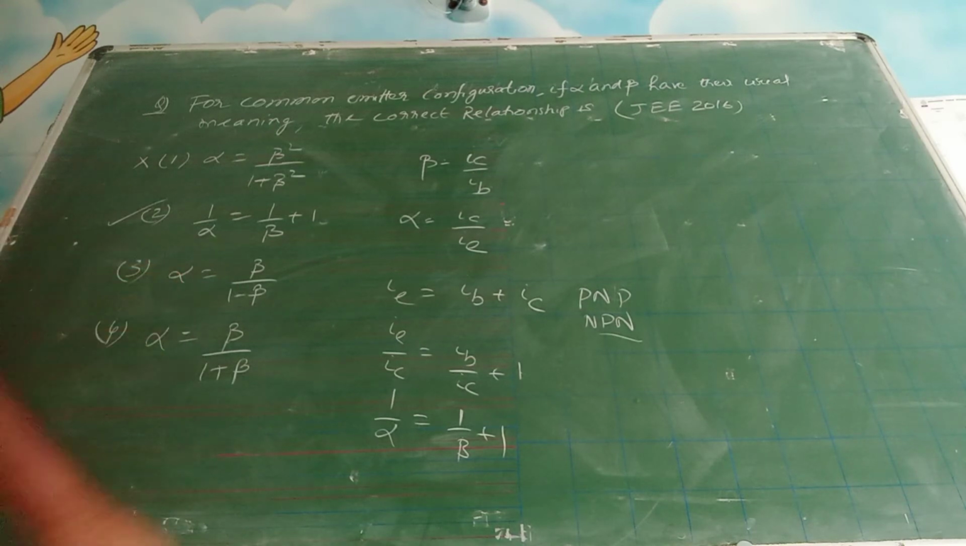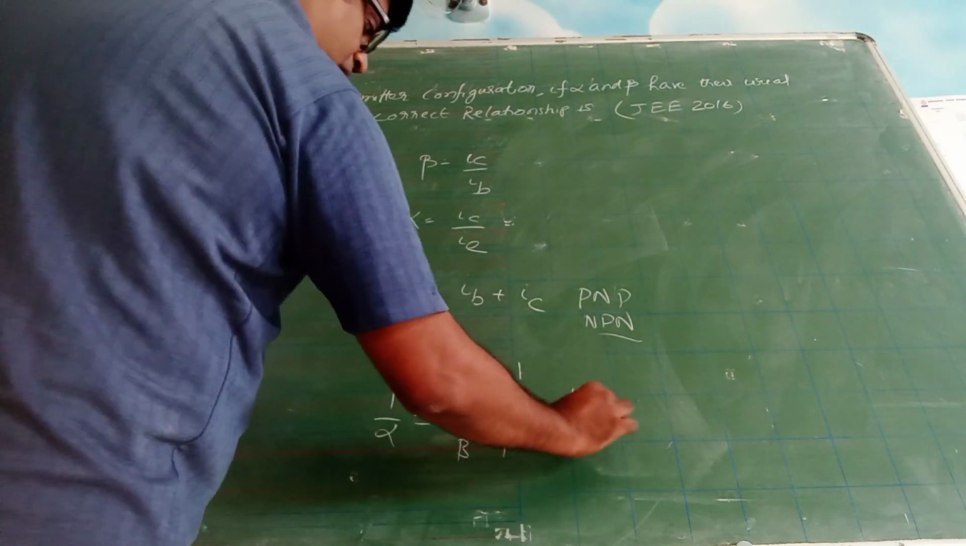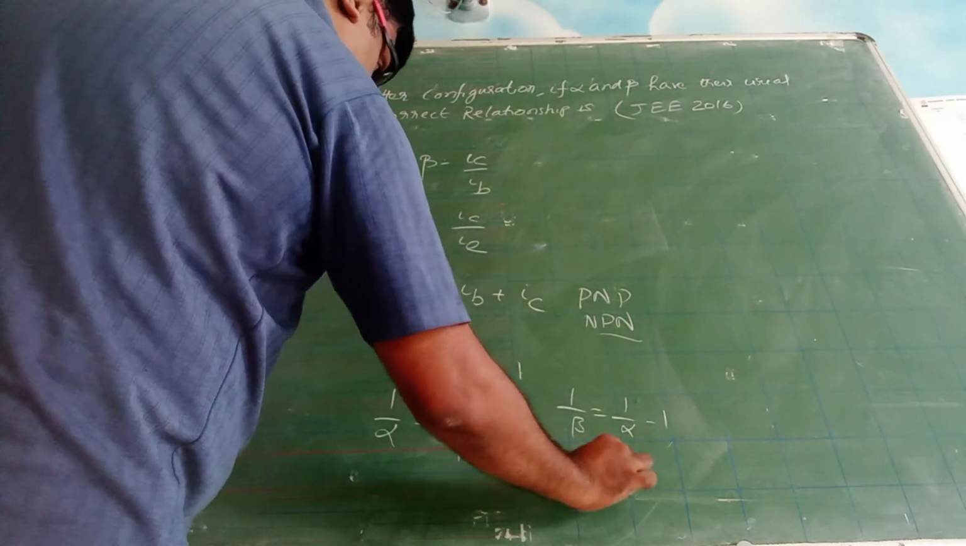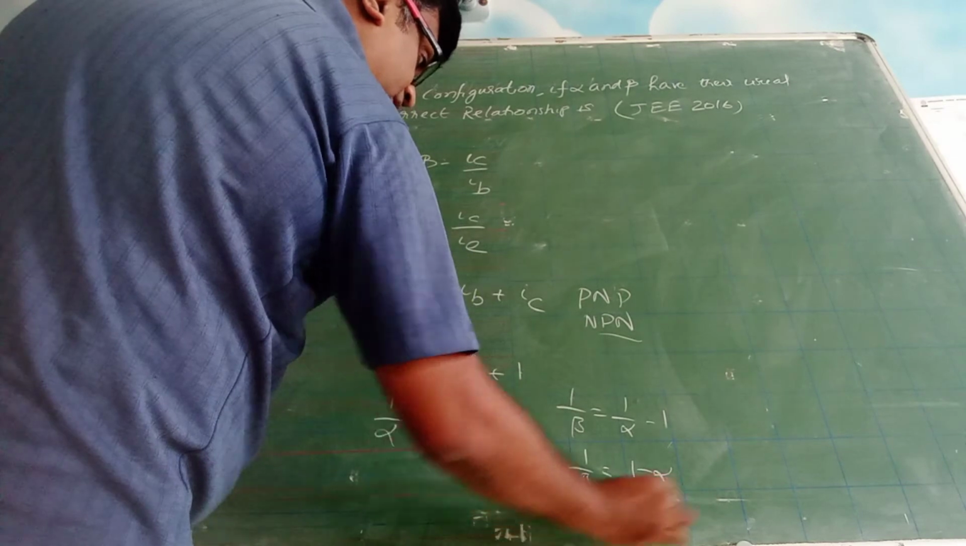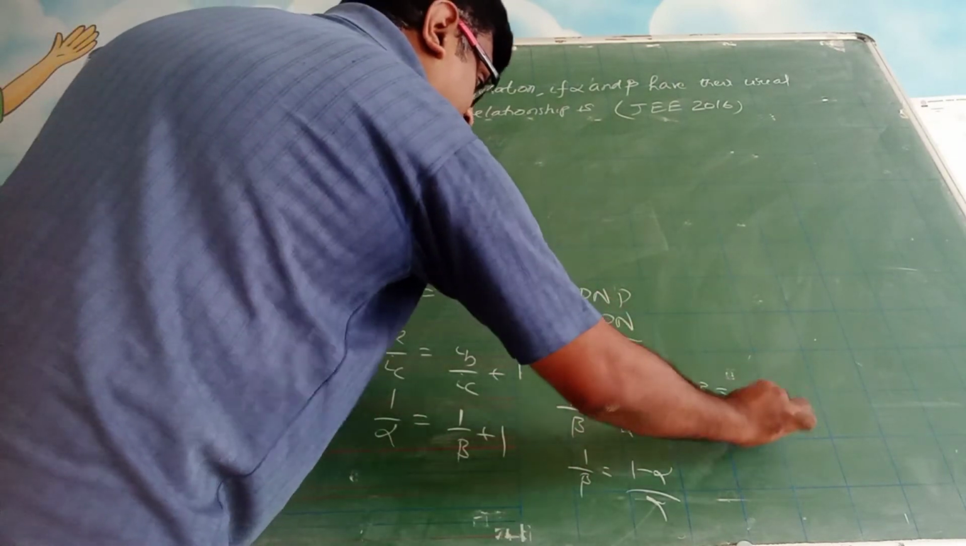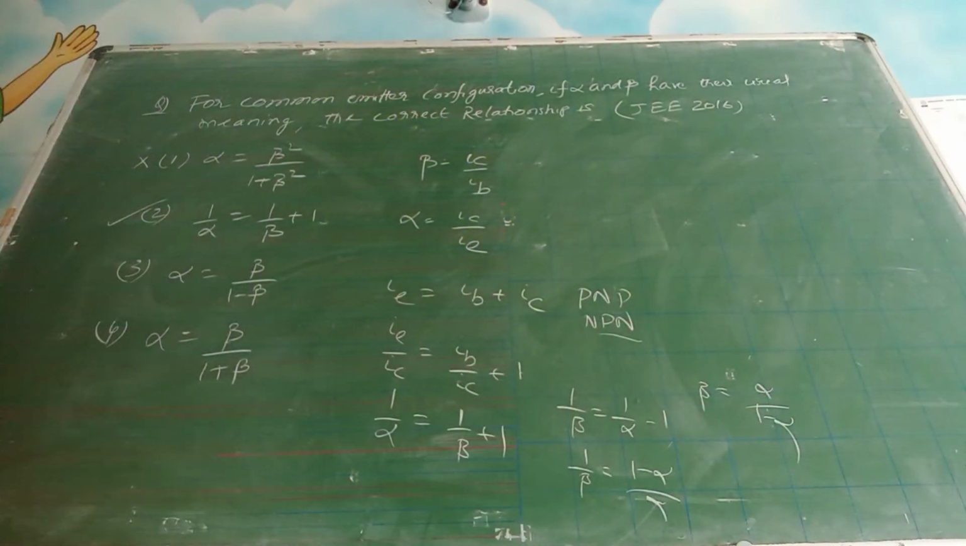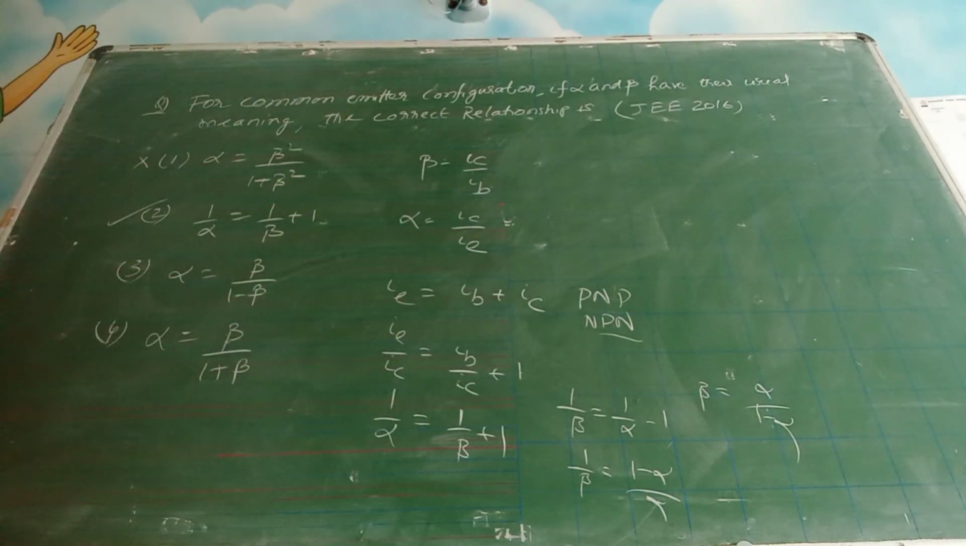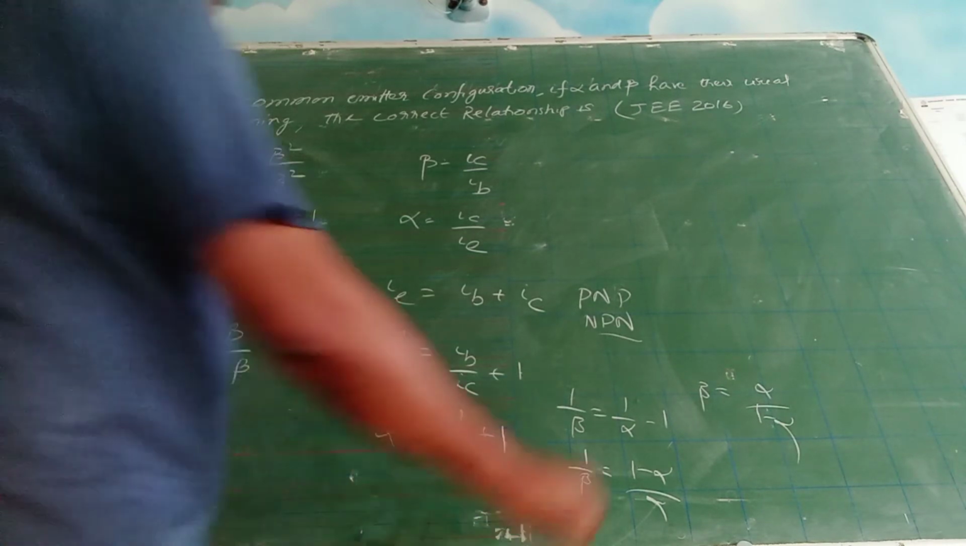This option, if you rearrange, you get 1 by beta is equal to 1 by alpha minus 1, or 1 by beta is equal to 1 minus alpha by alpha, or beta is equal to alpha by 1 minus alpha. I gave you this as a formula also. So it is beta in terms of alpha, not alpha in terms of beta. Look at these options. It's giving alpha is equal to beta by 1 minus beta, alpha is equal to beta plus 1 by... So shall we check and see? He wants the alpha value, no? So let us just check.